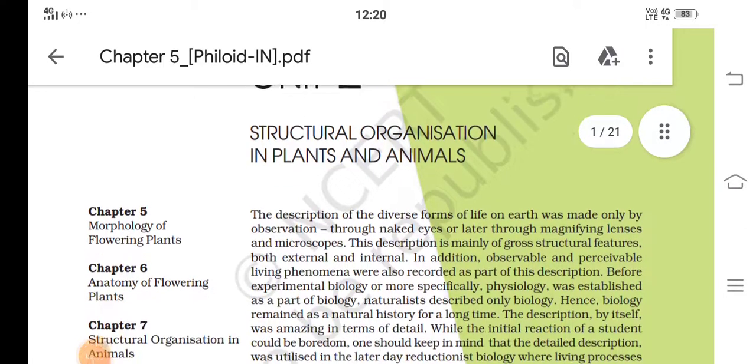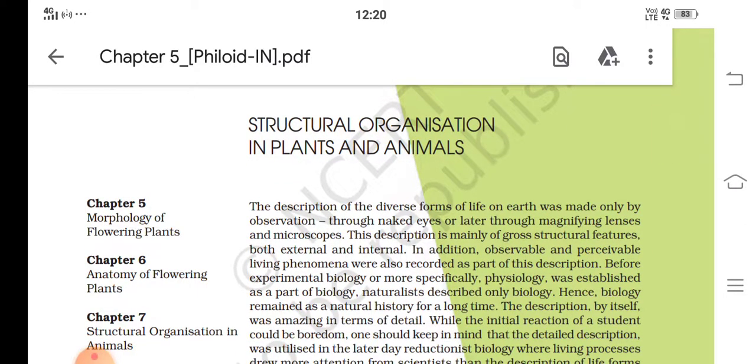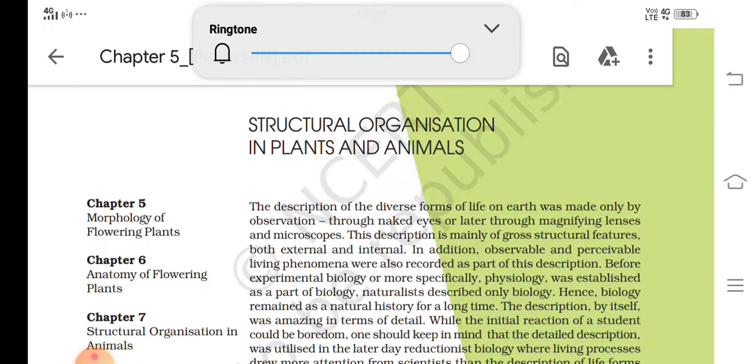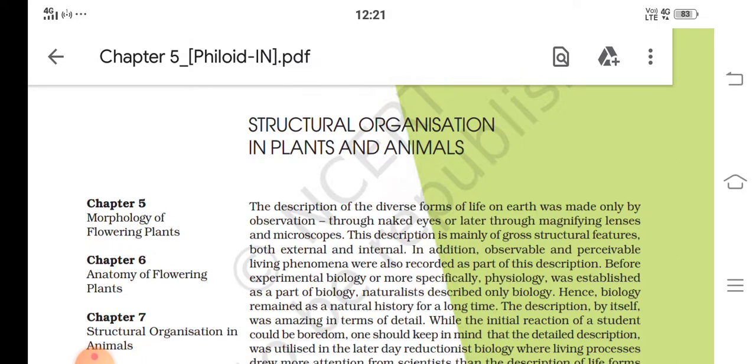Organization in plants and animals. The description of the diverse forms of life on Earth was made only by observation through naked eyes or later through magnifying lenses and microscopes. This description is mainly of gross structural features, both external and internal. In addition, observable and perceivable living phenomena were also recorded as part of these descriptions.